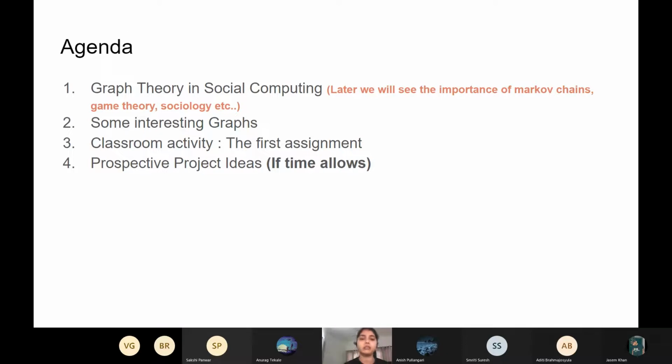And if we have some time remaining, then we'll talk about some prospective project ideas. While I go through the first three points, there also you'll see some project ideas. We'll specifically devote some time to discuss project ideas. You can always come up with your own project ideas, or you can pick one of these if you are unable to find an idea on your own.